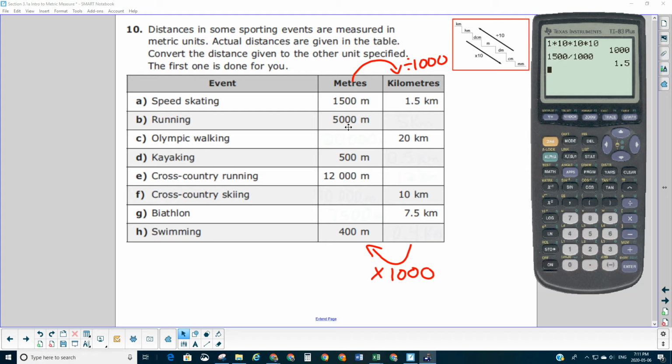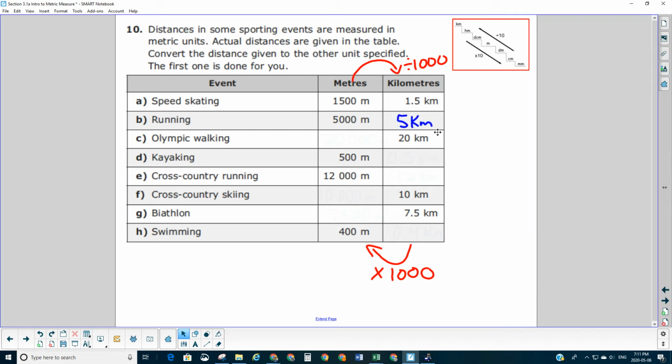So let's try right here. If we're going to move 3 decimal places to the left, 1, 2, 3, then there'll be 5.0. Let's check. 5,000 meters. Well, if there's 1,000 meters in each kilometer, then we must get 5 kilometers. Good. How about 20? Well, we're going to move 3 decimal places. So 1, 2, and we need to move 1 more to get a 0.